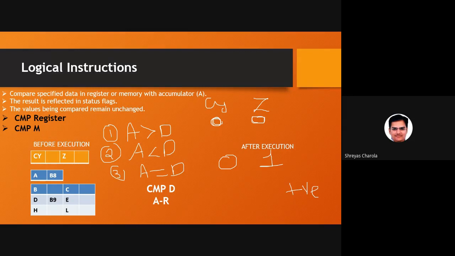When A is less than D, suppose D is 6 and the accumulator is 5, what happens? You will get a negative answer. During that, the zero flag will not be set, but the carry flag will be set to 1. Is it clear to all of you? Do you understand these three situations?